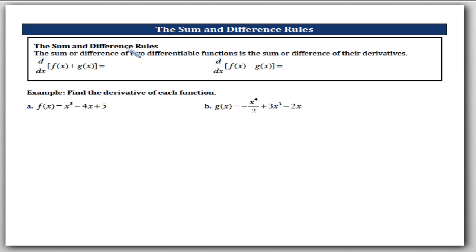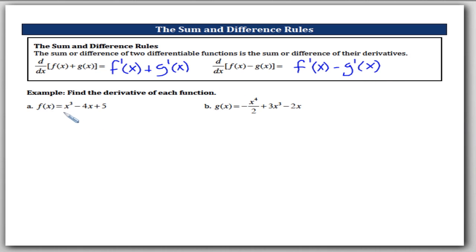Now the sum and difference rules, we're not going to show you how the limit definition works for these. We're just going to go ahead and define the rules. So if we have the derivative of one function plus another function, and they're added together, this is like taking the derivative of the first function and adding it to the derivative of the second function. So you can do the derivatives separately and then add them together. The same thing works for the difference. So if we have the derivative of a function minus another function, so it's really the derivative of the first function minus the derivative of the second. So just as you would expect it.